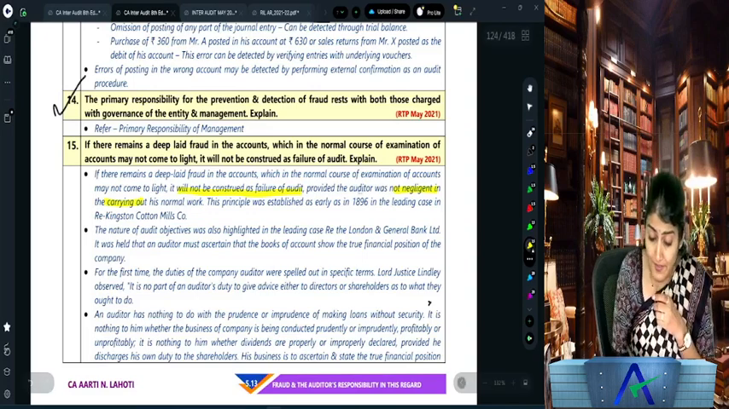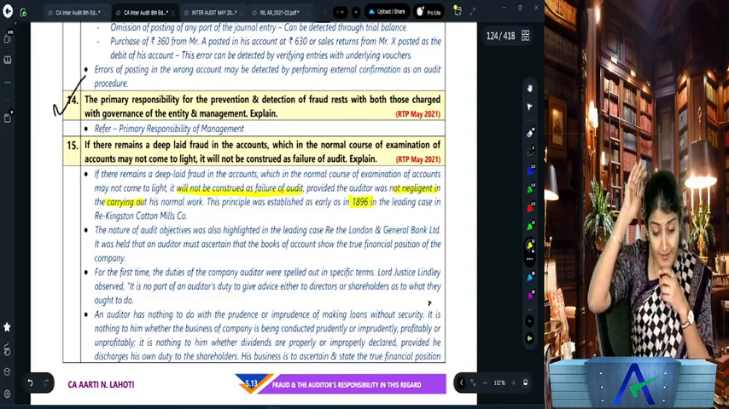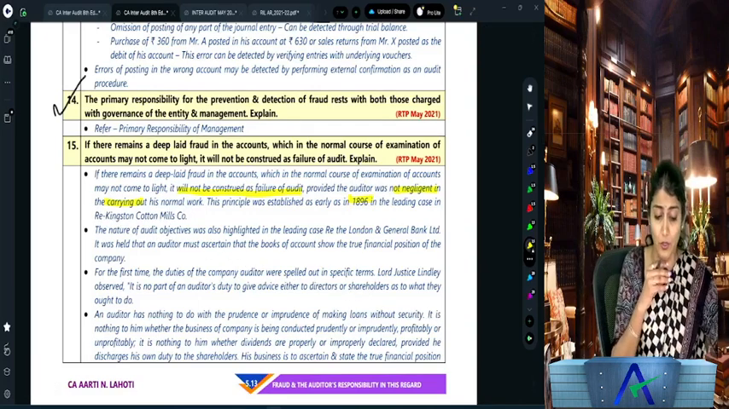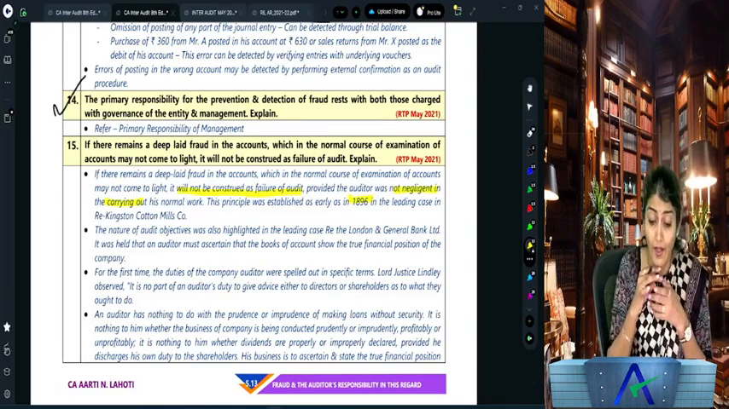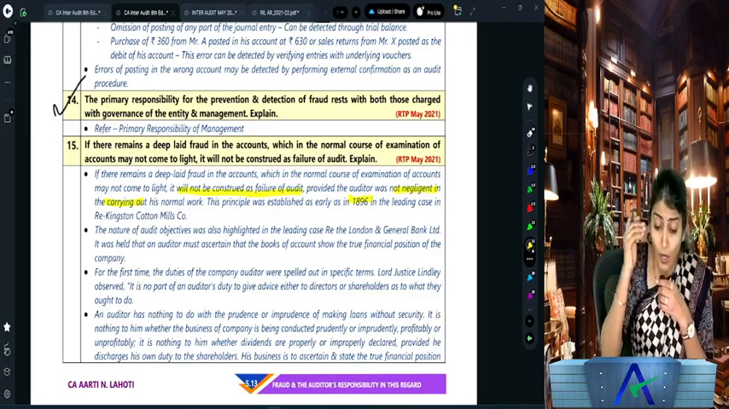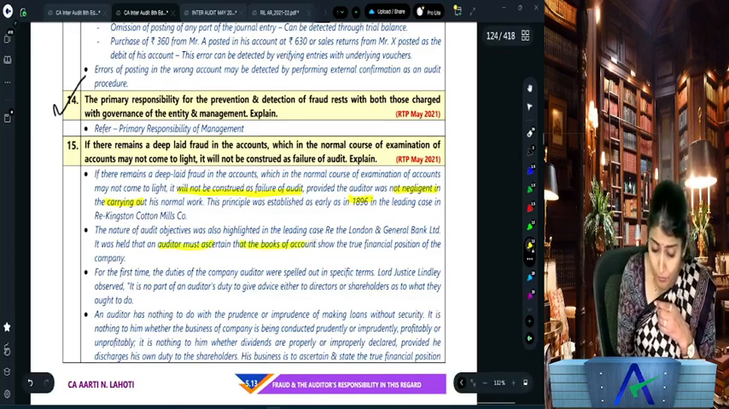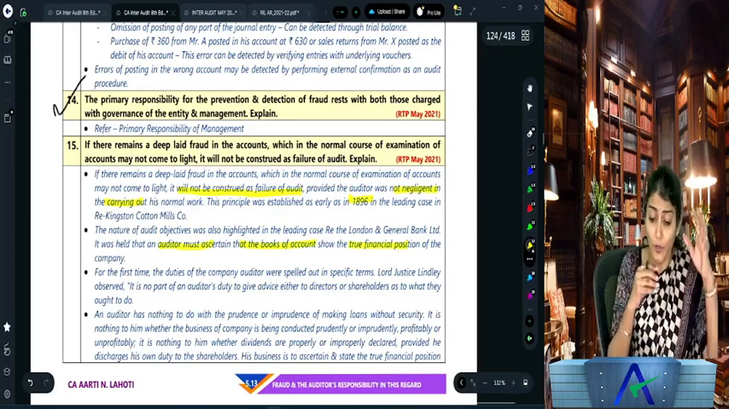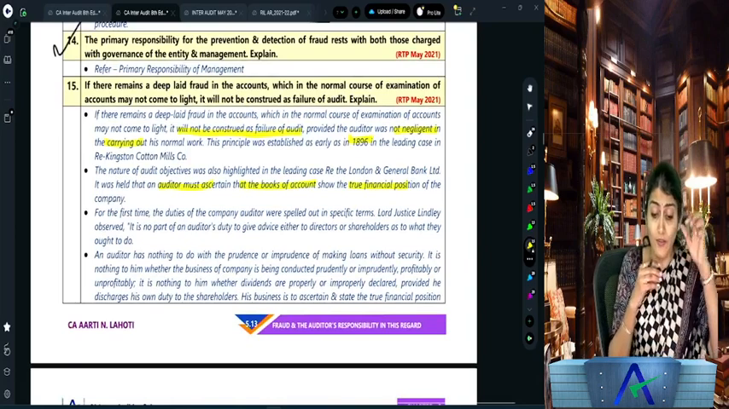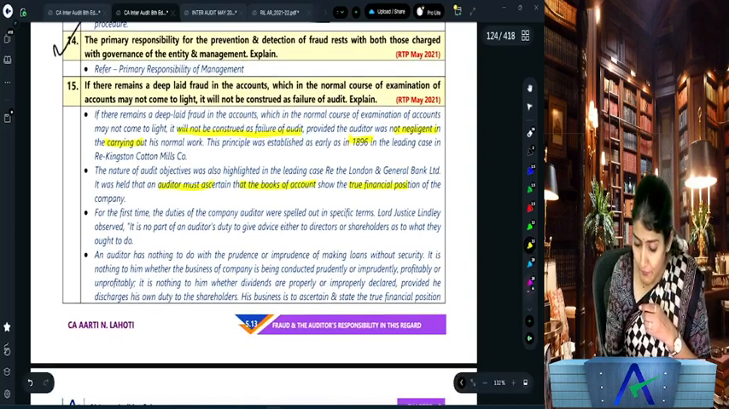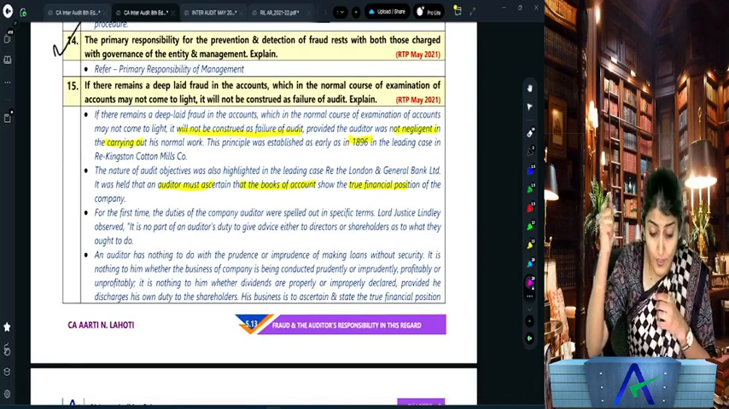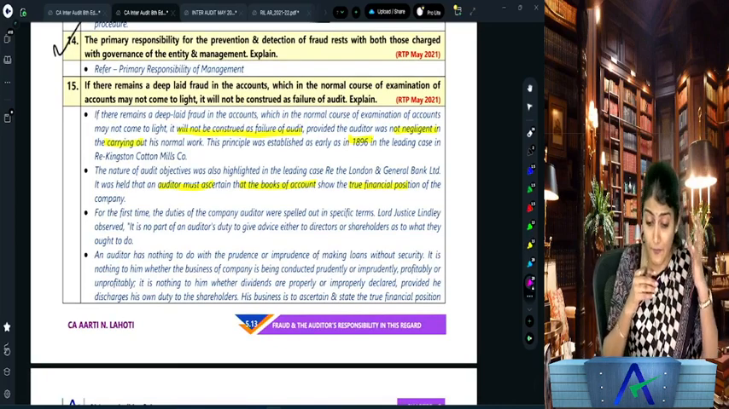This principle was established as early as 1896 in the Kingston Cotton Mills case, right? Okay. Then what does it say? Even in the London and General Bank case, what does it say? Auditor must ascertain that the books of account of the company show the true financial position. Then what does it say? It is no part of the auditor's duty. Right, for the first time, the duties of the company auditor were spelled out in specific terms.